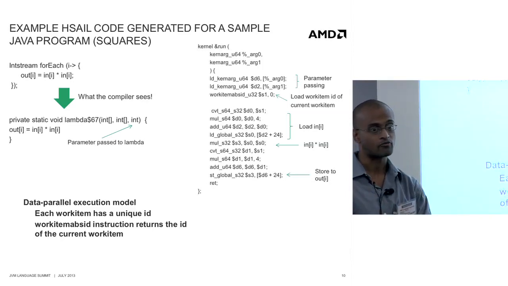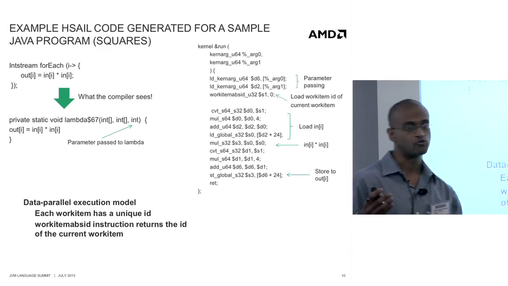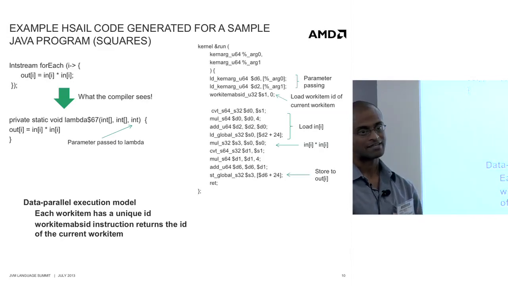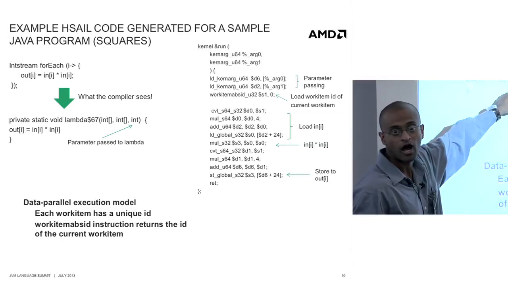In separate work items. One of the things about a work item, Eric already went through this, is that each work item has its own unique ID. And so we can actually use that work item ID to index into this array. That behaves as essentially this variable i, the parameter i that's being passed in here.